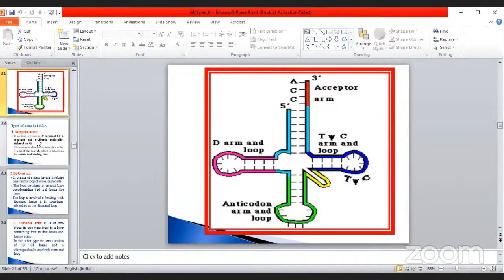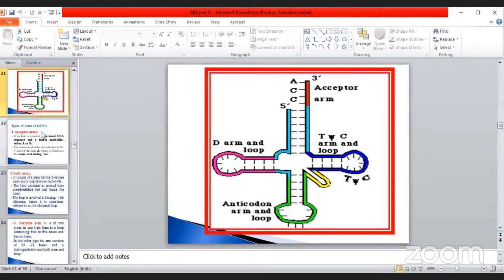See one by one, clearly, what they are doing. What types of arms are there, my dear students? How many arms are there? 5 arms. What are they? Acceptor arm, T-C arm, this one is called the extra arm, and anticodon arm, and then the D arm. These are the 5 arms present in tRNA, a single polynucleotide chain. They fold into 5 arm-like structures.